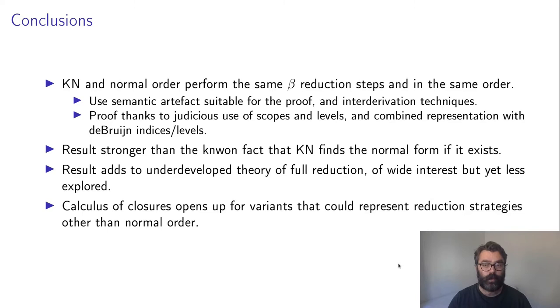We have proven a result which is stronger than the known result that Kn finds the normal form of a term if it exists. Our contribution adds to the increasing corpus of knowledge on full reduction. We conjecture that variants of our calculus could be used to prove similar results for other full reducing strategies, in particular for the eager strategies in the call by value family.